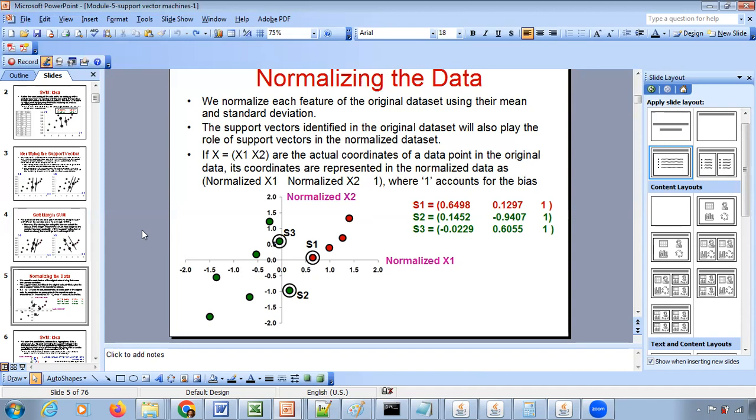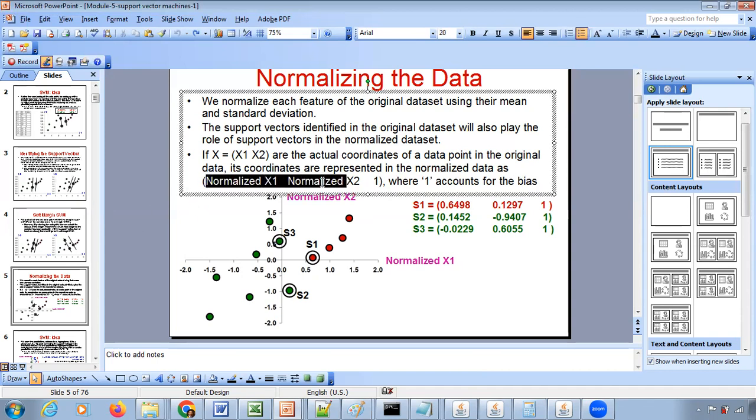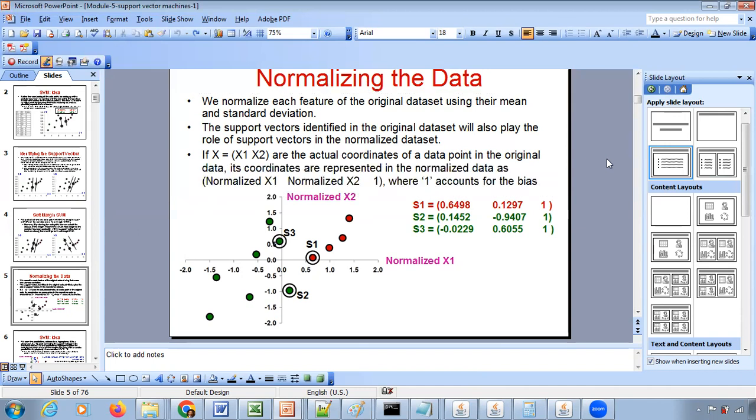It's a dummy feature, basically, like we did in logistic regression. We add a dummy value of 1 to all the records. We do the same thing here. So in the normalized data set, we'll have normalized x1, normalized x2, followed by 1. And the 1 really will count for the bias. And we'll talk about bias more as we proceed.